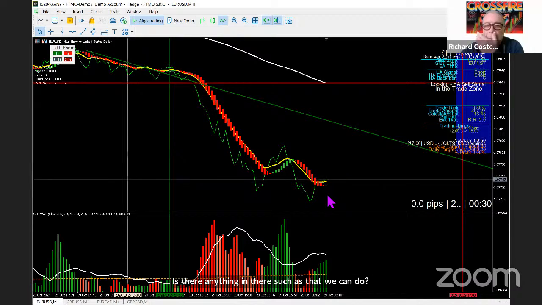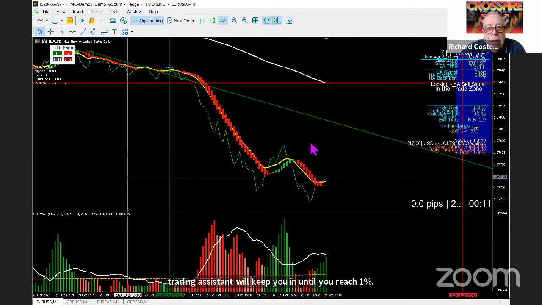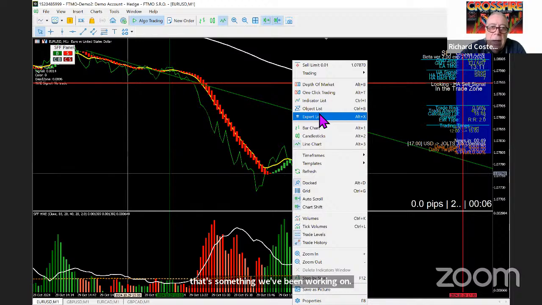I know for a fact that Oliver's looking at that to try and make it so that if you're targeting 1%, the trading assistant will keep you in until you reach 1%. That's something we've been working on. In the meantime, what you could do, we go to expert lists.